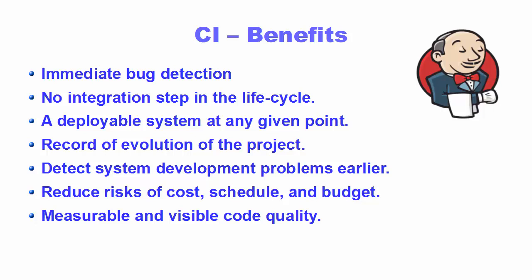You can just view the quality of your code. The next benefit of a CI system is that it's going to detect system development problems at a very early stage. Because you can run Jenkins repeatedly, for example, when a developer checks in his code using Git or Subversion or any versioning system, it's going to run every job which you have made.